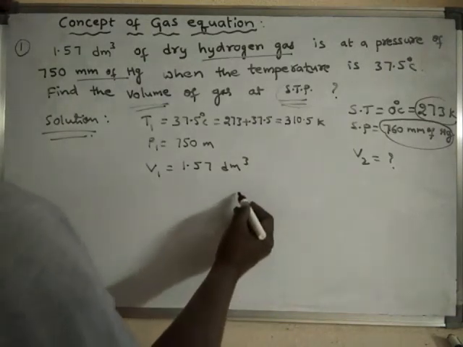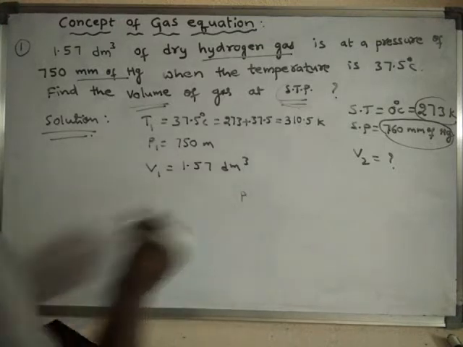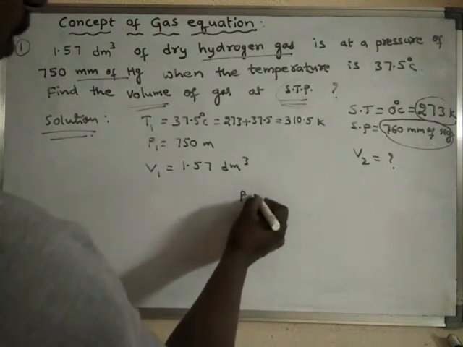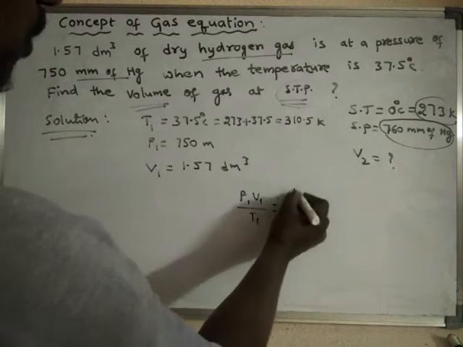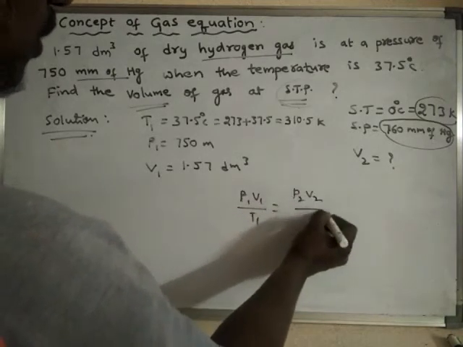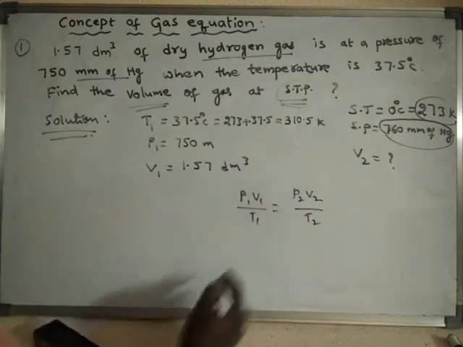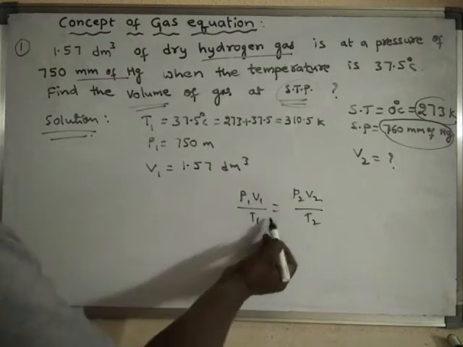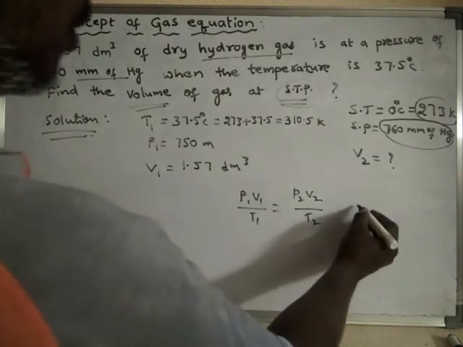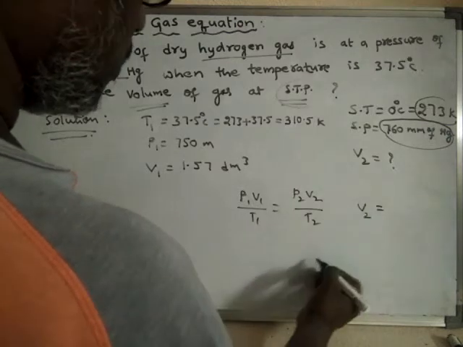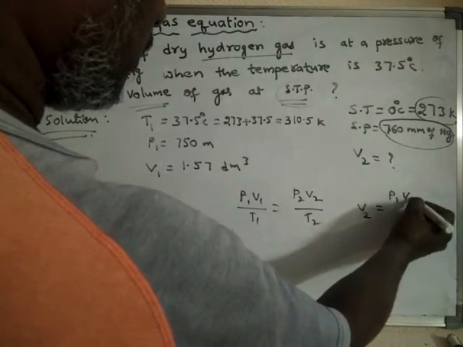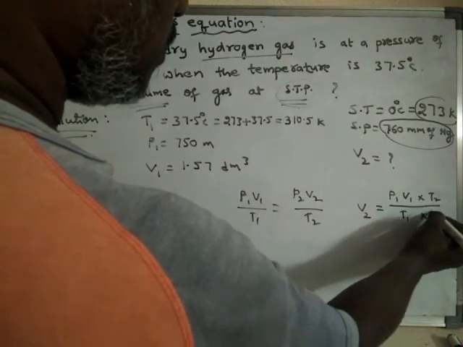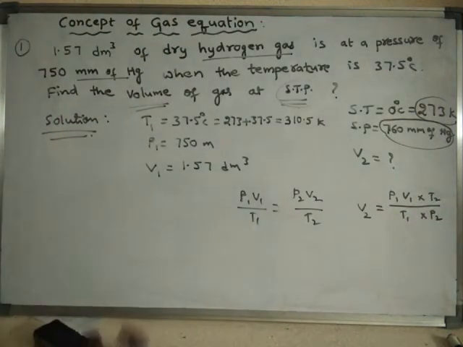So what is the combined gas equation? To calculate the change in volume, we take the help of the combined gas equation: P1 V1 by T1 is equal to P2 V2 by T2. Upon rearranging, because all these values are given except V2, we bring P2 and T2 across. Therefore we get V2 as P1 V1 into T2 by T1 into P2.